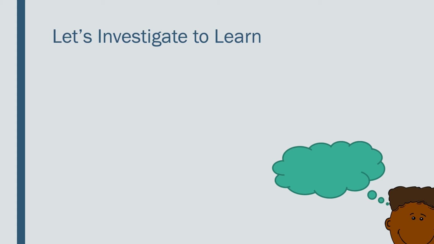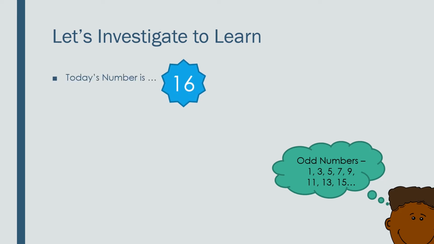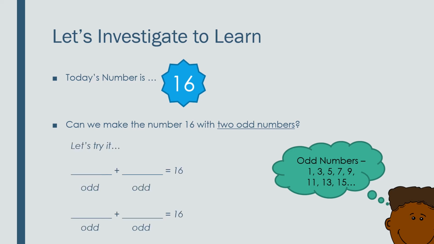Let's investigate to learn about adding two odd numbers. Remember that odd numbers are numbers that cannot make two equal teams. Some of the odd numbers are 1, 3, 5, 7, 9, 11, 13. If today's number is still 16, which is even, can we make the number 16 by adding two odd numbers together? What do you think? Let's try it.